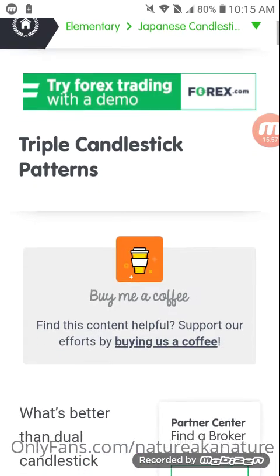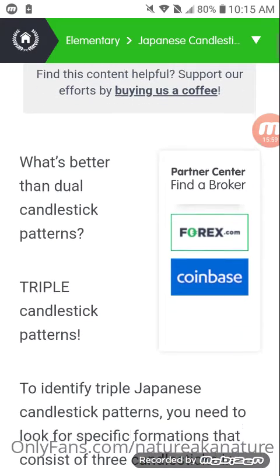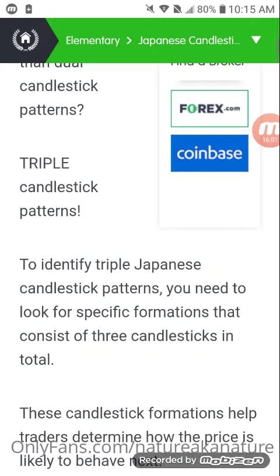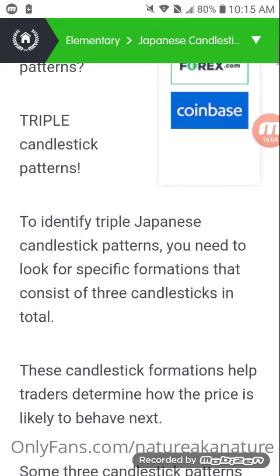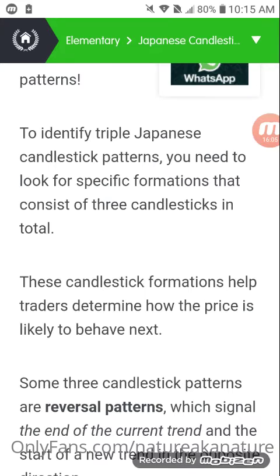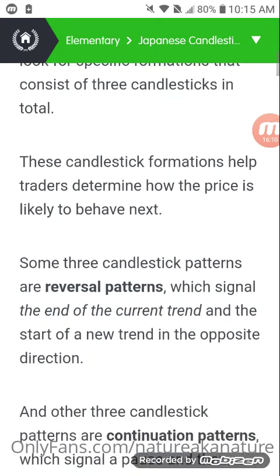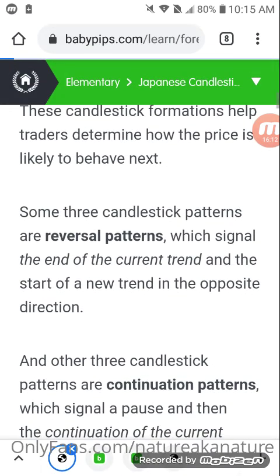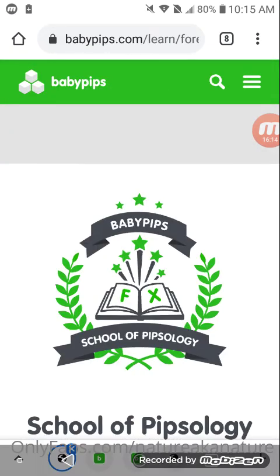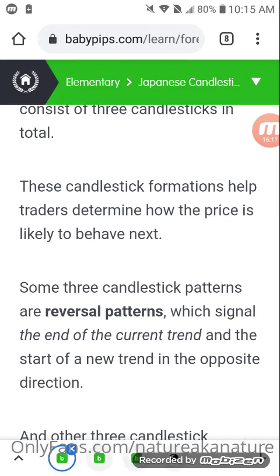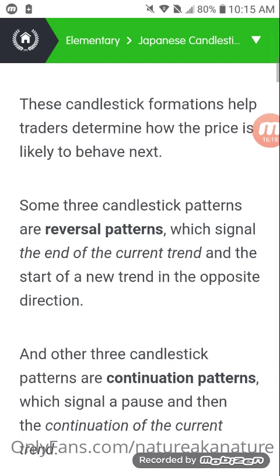All right, so triple candlestick patterns. What's better than a dual candlestick pattern? A triple candlestick pattern. To identify a triple candlestick pattern, you need to look at successive formations that consist of 3 candlesticks in total. These candlestick formations help traders determine how price is likely to behave next.